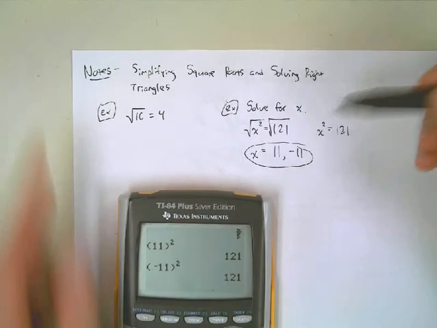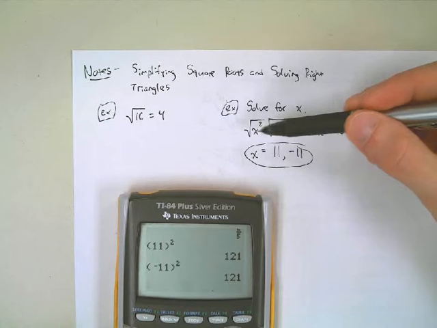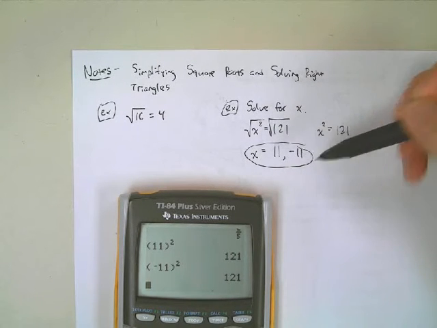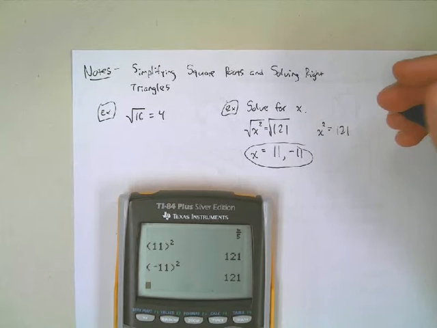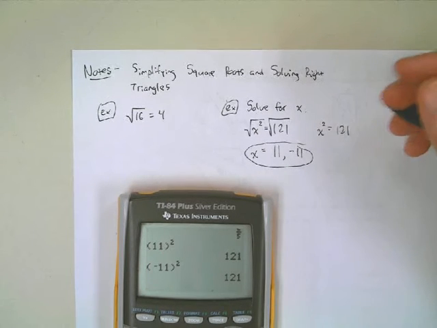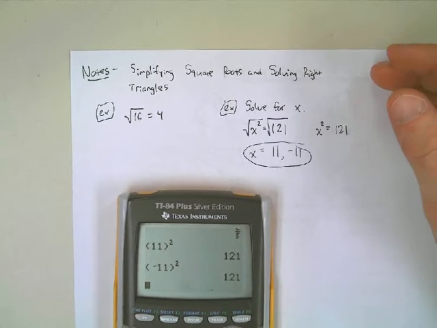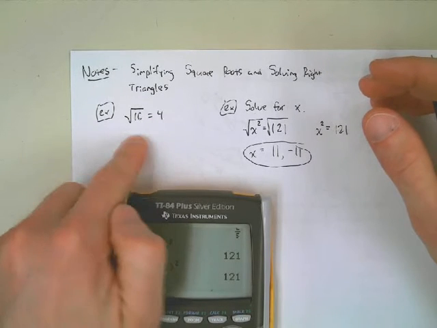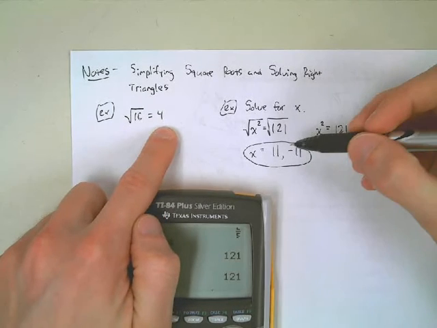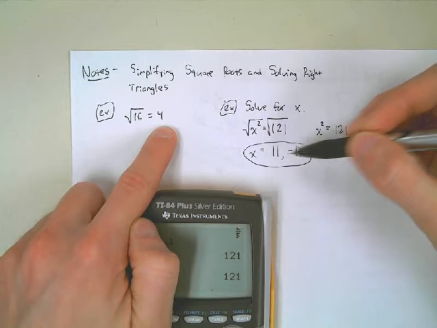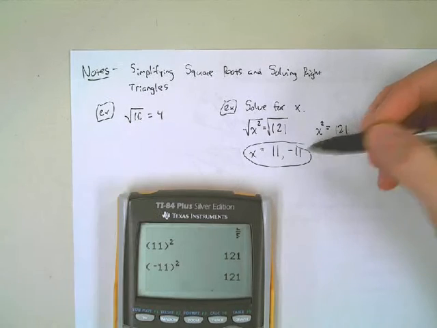But here, this is saying solve for x, so we want to find all the x values that make this equation true. Well, both 11 and negative 11 make that equation true. So that's why we have two answers here and only one answer here for 4. So, expression, one answer, the positive root. Equation, two answers, the positive and negative version of those numbers.